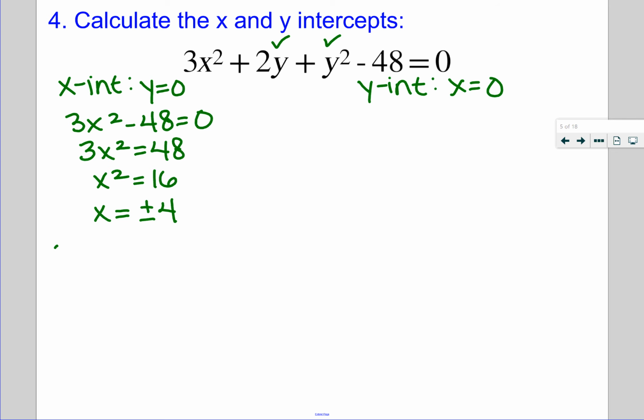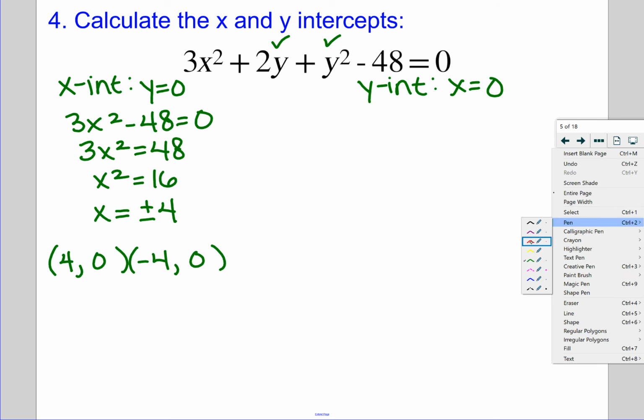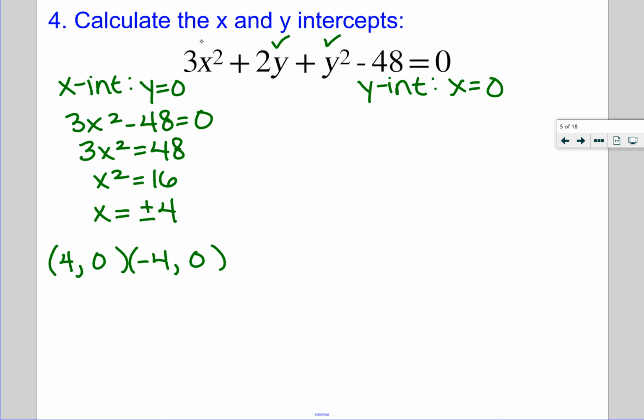That's fine. If you wanted to write this as coordinates, you could say I have x-intercepts at the points 4, 0, and -4, 0. If I want to do y-intercepts, I let my x equal 0. Let me do that one in a different color. If I let my x equal 0, it's just going to eliminate this first term. And I'm going to put everything else in order, exponents descending highest to lowest, so that gives me a y squared plus 2y minus 48 equals 0.